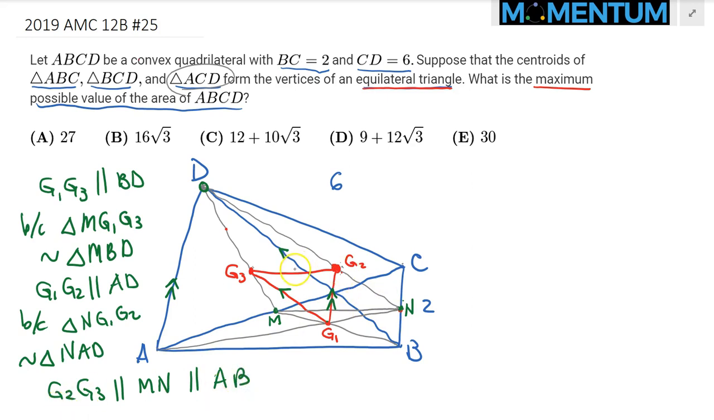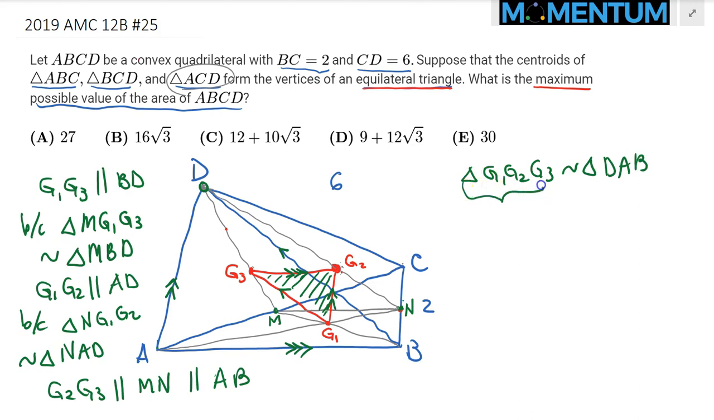Perfect. So now we know that G2, G3 is parallel to AB. Do you guys agree now that the three sides of this equilateral triangle in the middle are parallel to the three sides of triangle ABD? As such, those two triangles must be similar. So triangle G1G2G3 is similar to triangle DAB, simply because of angle similarity.